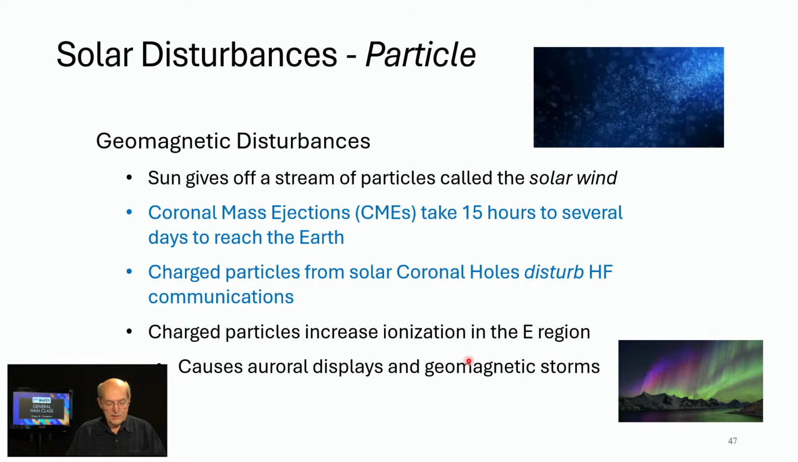So it does 2 things. It causes ionization, which results in visible light, northern lights, and they also can cause geomagnetic storms, which is a disruption of the Earth's magnetic field, or magnetosphere.